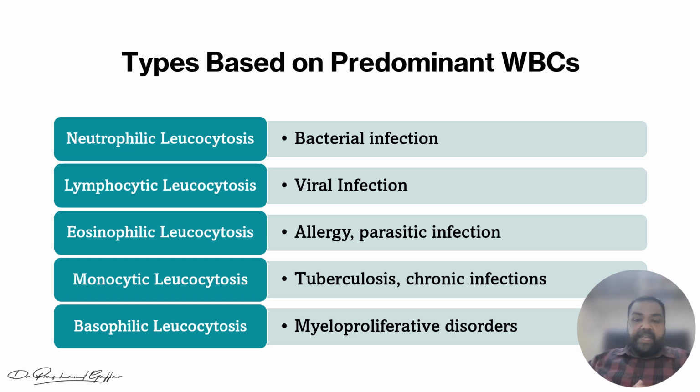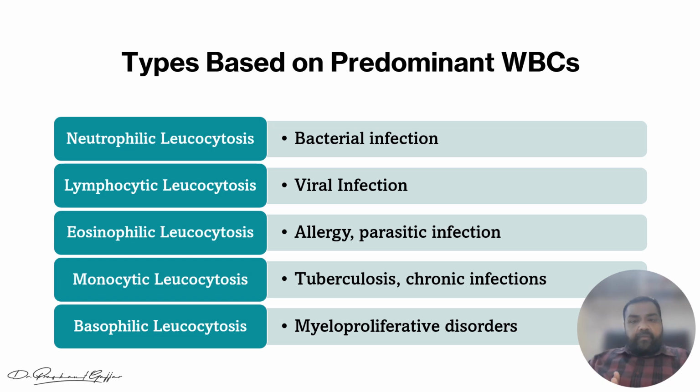Second, lymphocytic leukocytosis. Lymphocytes are increased; you may consider a viral infection. Eosinophilic leukocytosis: only eosinophils will be raised; it is considered allergy or parasitic infection. If it is monocytic leukocytosis, you may consider tuberculosis or chronic infections. And the last one, basophilic leukocytosis, is considered only and only in myeloproliferative disorders.